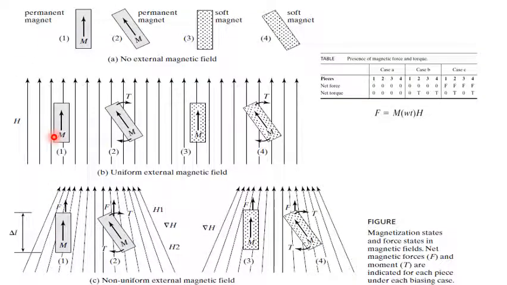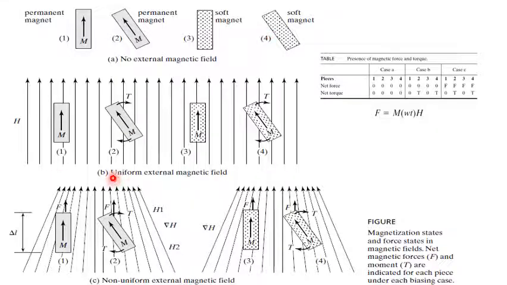This figure shows the interaction of hard as well as soft magnetic pieces in two types of field, namely the uniform external magnetic field and the non-uniform external magnetic field. Pieces 1 and 2 represent hard or permanent magnetic pieces, and pieces 3 and 4 are soft magnets. For pieces 1 and 3, the internal magnetization is parallel to the external magnetic field, and for pieces 2 and 4, they are intentionally misaligned.